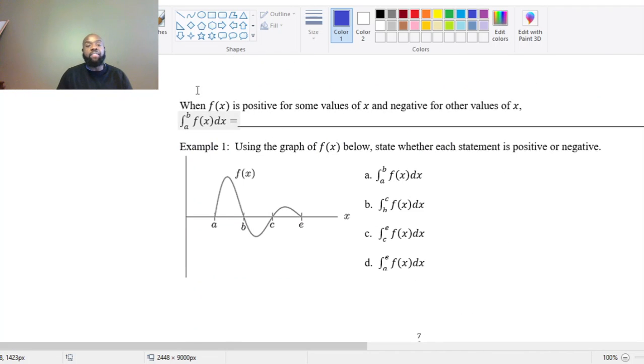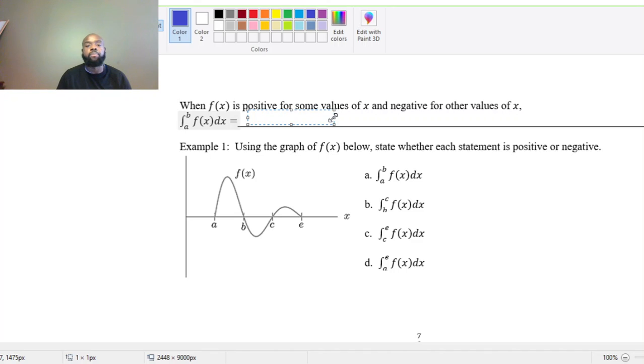And so in this statement here, it says when f of x is positive for some values of x, that means above the x-axis, and negative for other values of x, that means below, then the integral of f of x dx, okay, let's do this here, is equal to the area above the x-axis minus the area below the x-axis.